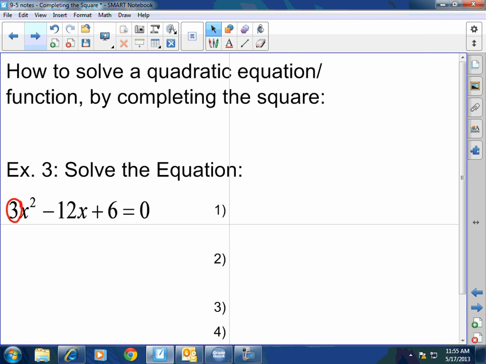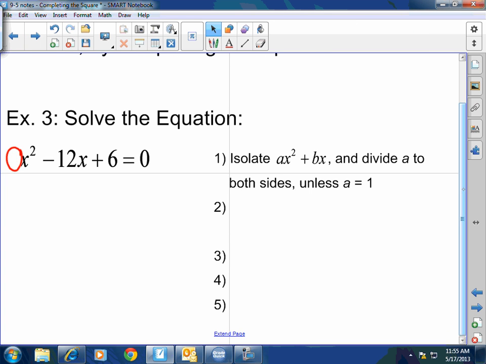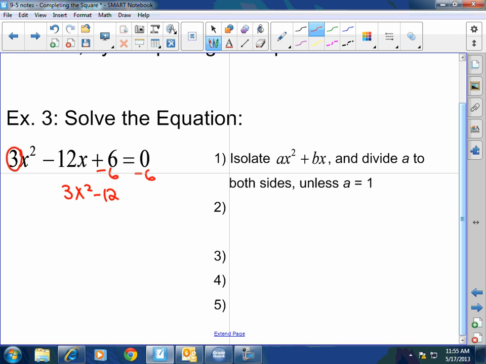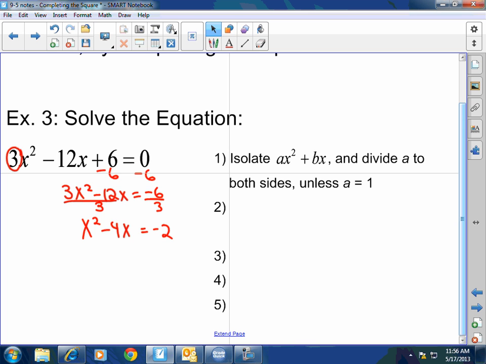Now, step 1. Isolate the ax squared and the bx and divide a to both sides, unless a equals 1. If it's just x squared, we don't have to worry about that. So I'm going to subtract 6 from both sides. I'm going to get 3x squared minus 12x equals negative 6. I'm going to divide 3 to both sides, and I've got x squared minus 4x equals negative 2. I'm going to stop right there, and make sure you guys catch up with me and see what this is step by step.